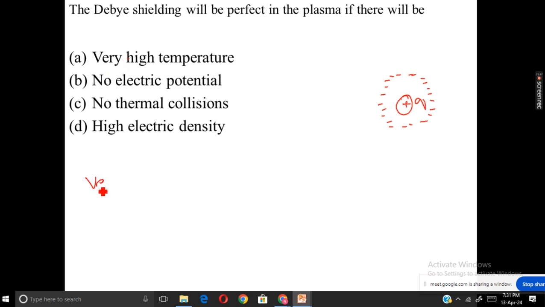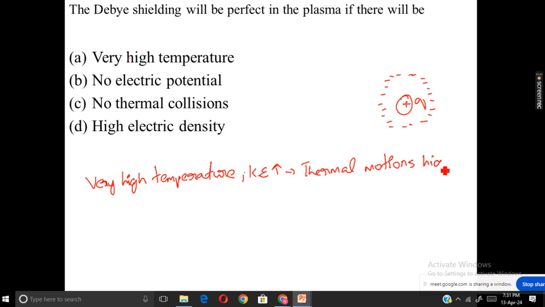So if there is very high temperature, the kinetic energy of the molecules will also be high, which means the thermal motions will be high. In case of the thermal motions being higher, it will be very difficult for the electrons to create the shielding or to arrange around the charge just like this.